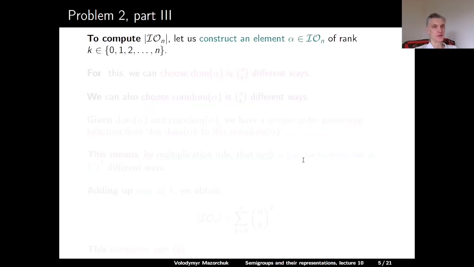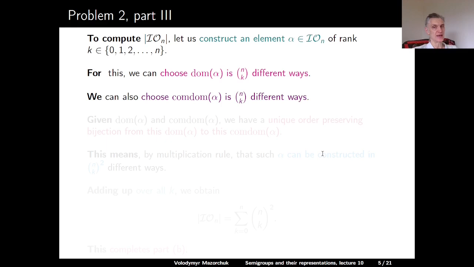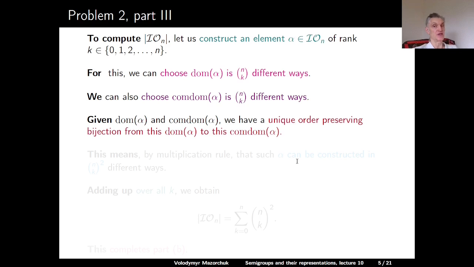Now, to compute the cardinality of ION, let us construct an element alpha in ION of rank k. And this k can be 0, 1, 2, and all the way up to n. So to construct such an element, we can choose the domain of alpha in n choose k different ways. We can also choose the codomain of alpha in n choose k different ways. And if we have such domain and codomain, then there is a unique order-preserving bijection from the domain to the codomain. So this means, using the multiplication rule, that the number of elements in ION of rank k is equal to n choose k squared.